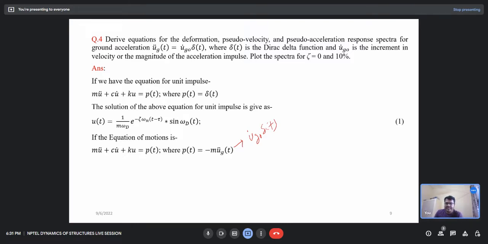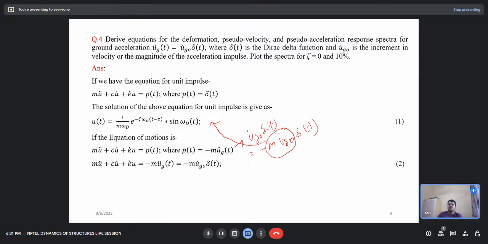So that my equation will become p(t) as minus m into ug naught delta t. So the only difference is that I have to multiply this with my solution of the unit impulse. Okay, so my equation becomes this: m u double dot plus c u dot plus k u is equal to minus m ug double dot. And if I put the value of ug double dot, that becomes minus m ug naught dot delta t.